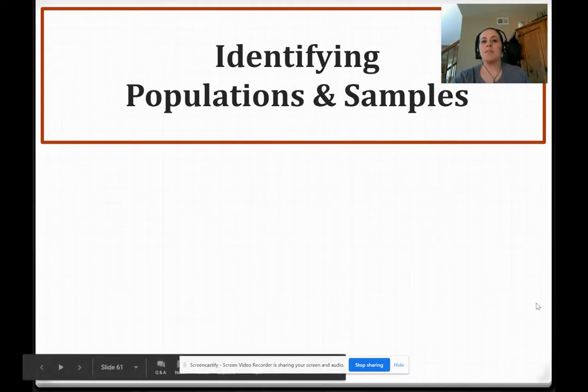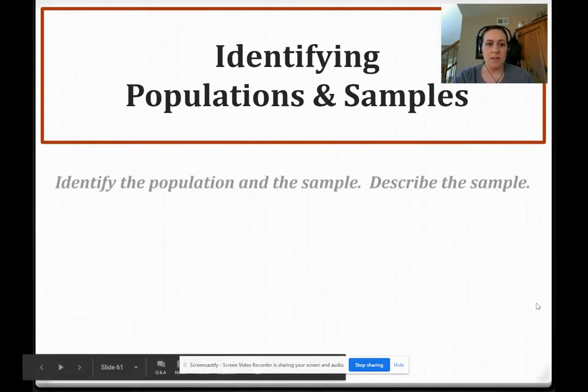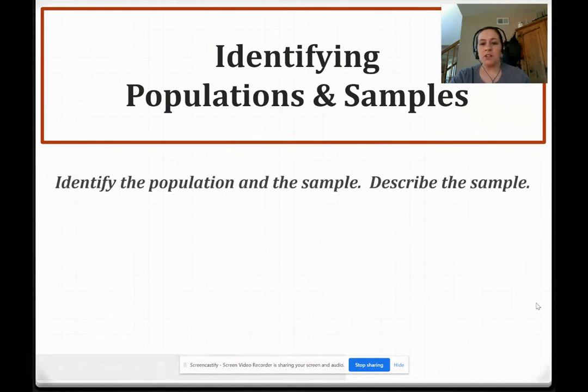So let's try identifying populations and samples. We're going to identify the population and the sample and describe the sample as specifically as we can. We're going to do two examples, and then I have a couple of U-tries that you can pause the video and take a look at.